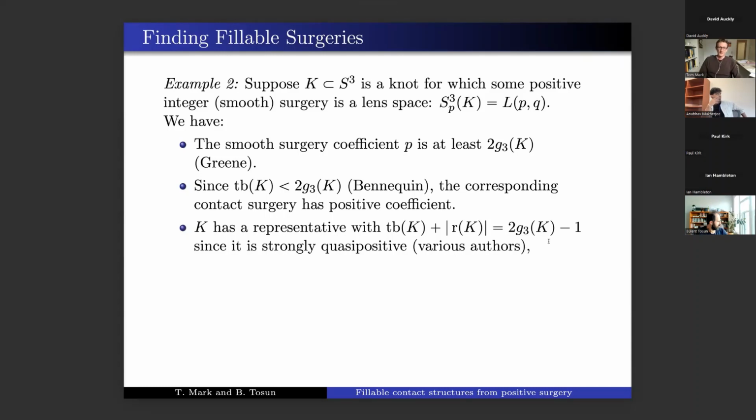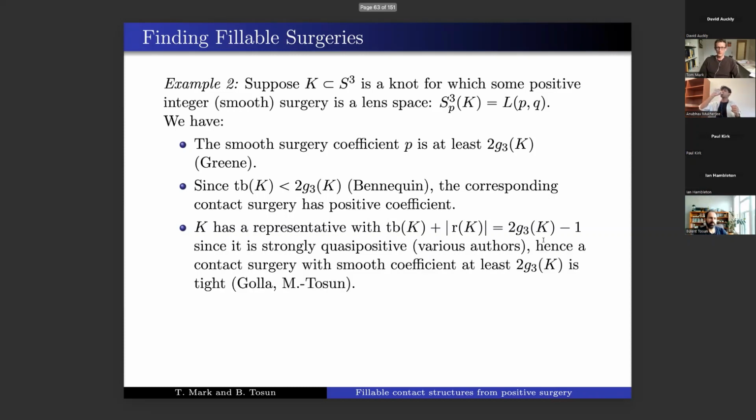On the other hand, there's this word quasi-positive again, but it turns out that your knot has a representative satisfying this equation: tb plus rotation is 2g minus 1. The point of that is that if you do contact surgery with the contact surgery coefficient that you needed, you get a tight contact structure. This is because the Heegaard Floer contact invariant is non-trivial. That follows from work of Golla that Boileau and I generalized a little bit as well.